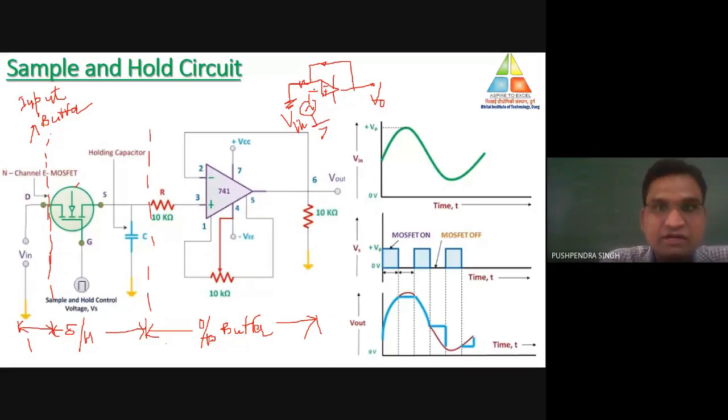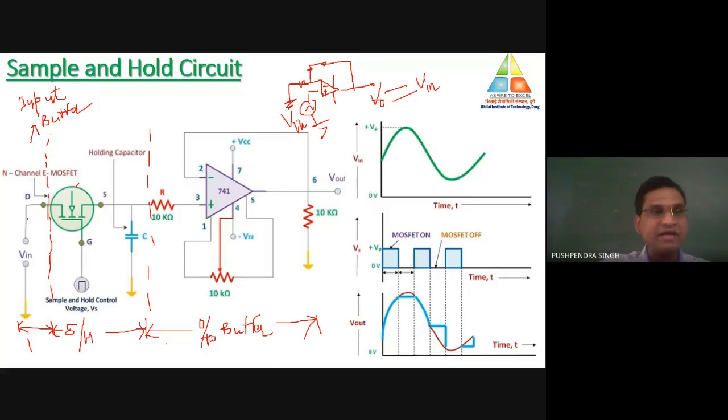As you know, the non-inverting terminal voltage must be equal to the inverting terminal voltage, due to the concept of virtual ground. So if this is Vin, at this terminal the voltage is also Vin, and that is connected to the output, so the output is also equal to Vin. So it's an input buffer.